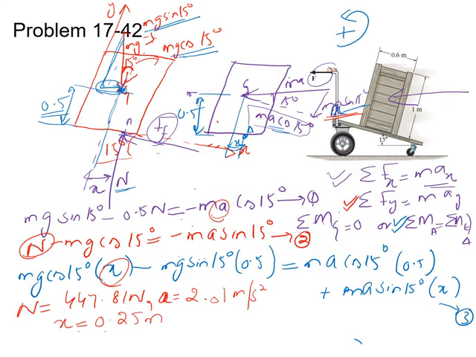After finding the value of x, we have to compare it with half of the width of the crate. Half of the width is 0.3, and as x is less than 0.3 meter, the crate will slip before tipping, and our assumption is right. So the value of a for the present case is 2.01 meter per square second. In this way you can solve problems related to tipping or slipping.